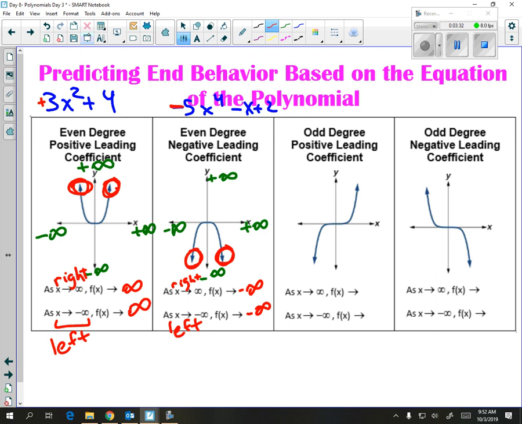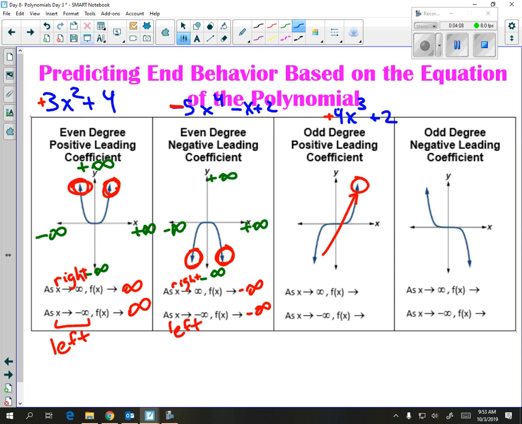When you have an odd degree, your arrows are going to head in opposite directions. If you have a positive leading coefficient, so again, we have a 4x cubed plus 2. So my leading coefficient is positive 4. You're going to start from the bottom and go up, right? And you're going to end heading up.